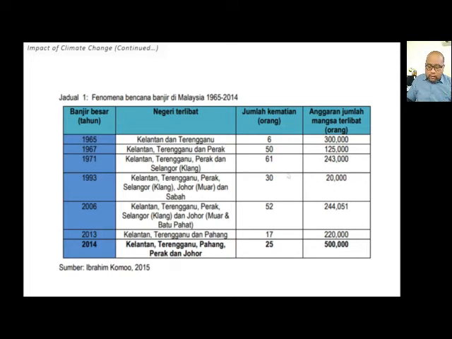Okay, you can see the highest occurred in 1998, which contributed to 30 people having died. And then in 2014, okay, banjir kuning that occurred in Kelantan, you can see around 25 people died, and around 500 people have become victims of these events. Okay, the source is Ibrahim Komoo, 2015.